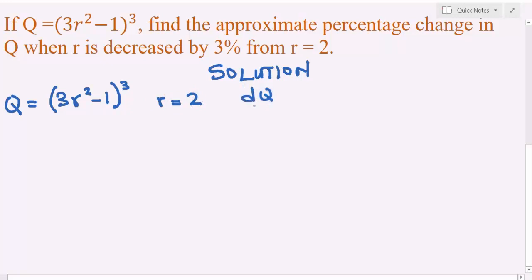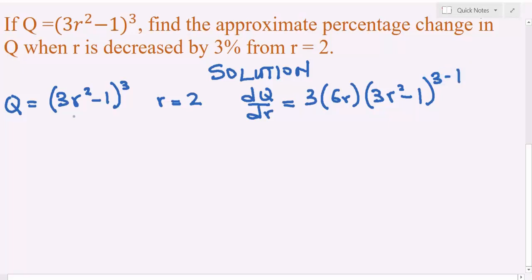Our dQ/dR will give us 3 into 6R into 3R squared minus 1 all raised to the power 3 minus 1. So our dQ/dR is equal to 18R into 3R squared minus 1 all squared.